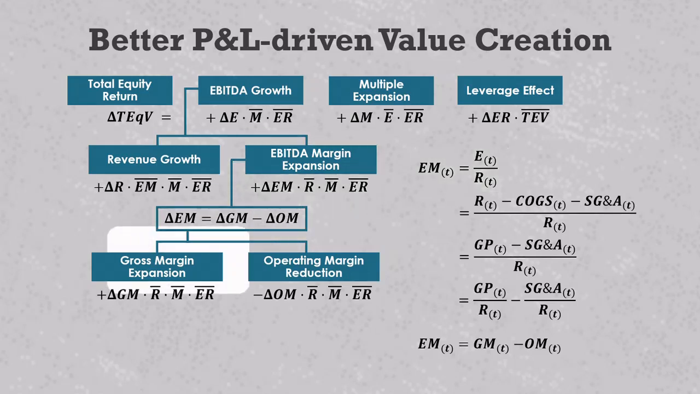Another way is to improve the company's gross margins. This grows EBITDA because higher numbers mean that COGS absorbs a smaller share of revenue, and equity value is created through gross margin expansion. And the final way is to reduce the company's operating expense margin. This grows EBITDA because lower numbers mean that SG&A absorbs a smaller share of revenue, and equity value is created through operating margin reduction.